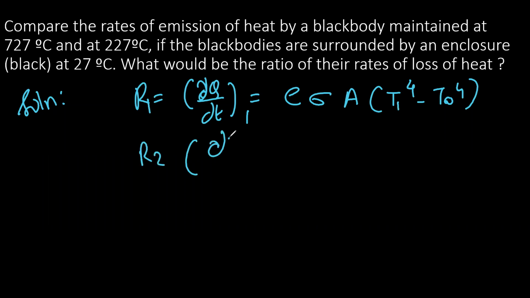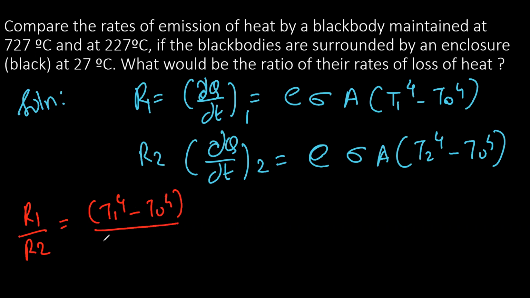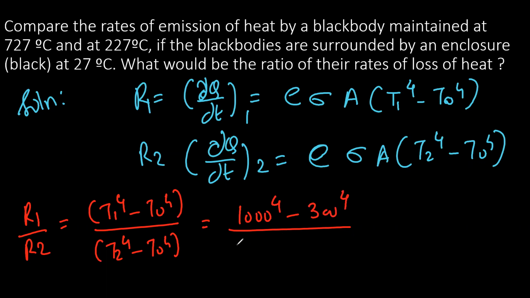What is R2? It will become dq upon dt for the second, e sigma A into T2 raised to 4 minus T0 raised to 4. So if you take a ratio, R1 upon R2 is equal to T1 raised to 4 minus T0 raised to 4, divided by T2 raised to 4 minus T0 raised to 4. So what are the values? These are 1000 raised to 4 minus 300 raised to 4, divided by 500 raised to 4 minus 300 raised to 4. If I take 100 common, here it will be 10 raised to 4 minus 3 raised to 4, divided by 5 raised to 4 minus 3 raised to 4.